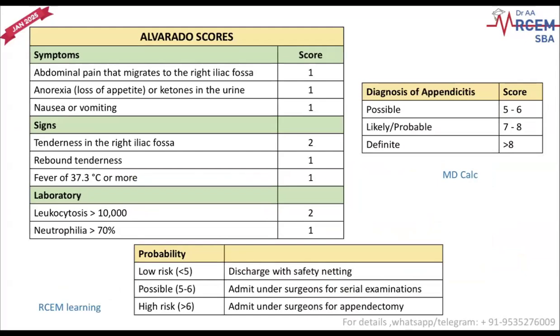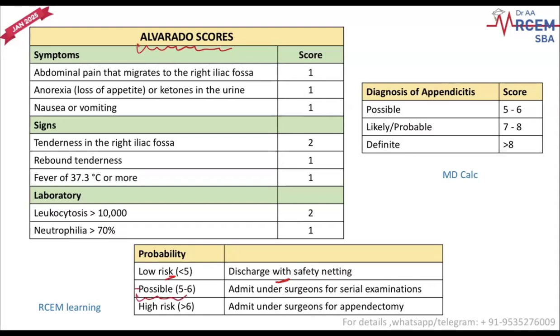As we said, appendicitis is a clinical diagnosis. We have the classical presentation, but sometimes it might be difficult in a clinical setting to make a diagnosis. That's why a scoring system has come up known as the Alvarado score. The Alvarado score will help you decide whether there is a high possibility, a moderate possibility, or a low risk for appendicitis. If it's low risk, you can plan to discharge the patient with safety netting. If the pain still persists, do come back. If you have a high grade fever, do come back. That is basically safety netting.